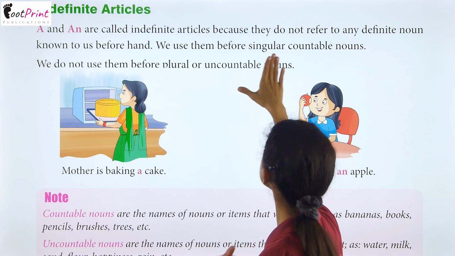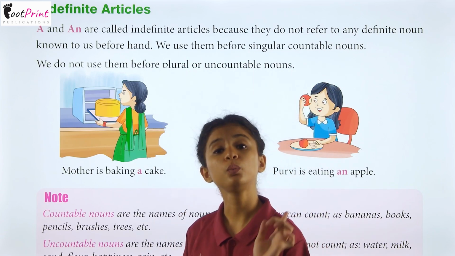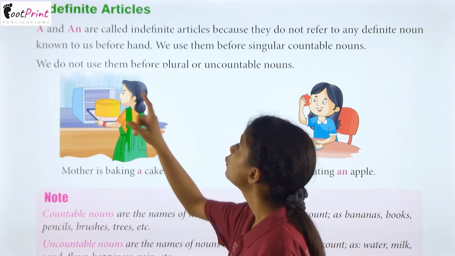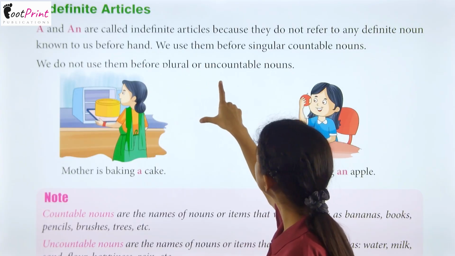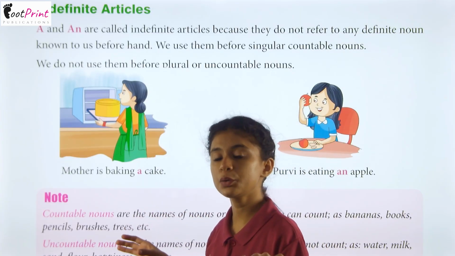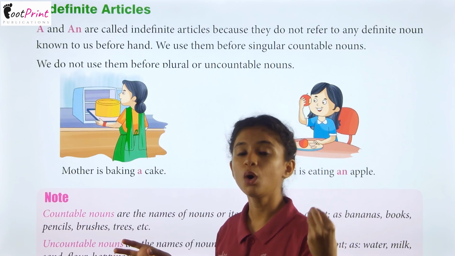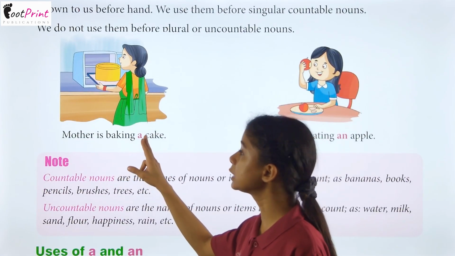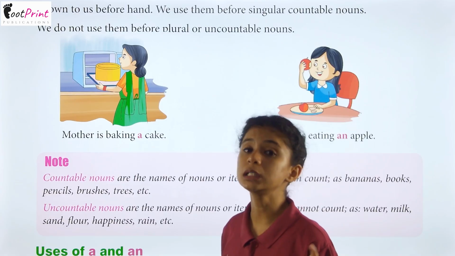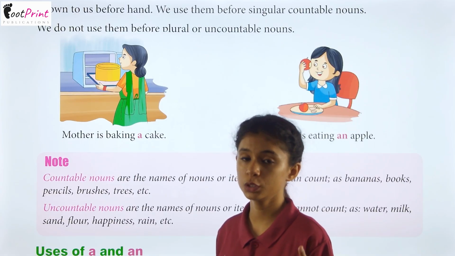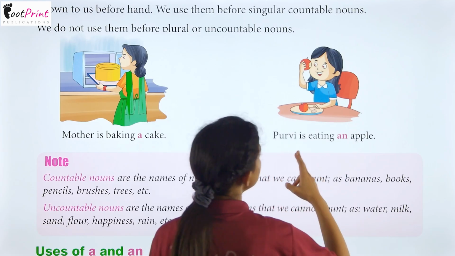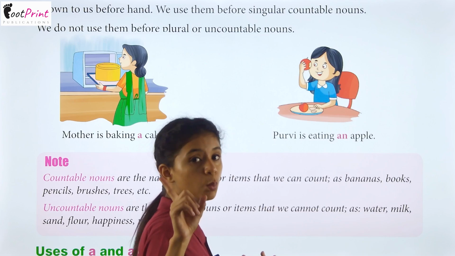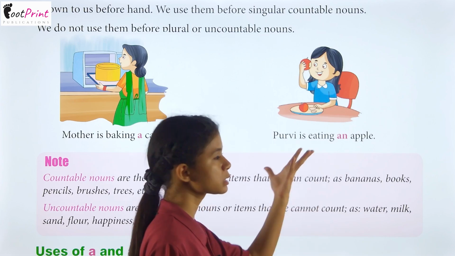We use them before a singular countable noun. We do not use them before a plural or uncountable noun. For example, mother is baking a cake. Cake is singular, so we are using a with it. Purvi is eating an apple. What is Purvi doing? She is eating an apple, one single apple. So we are using the same article here.